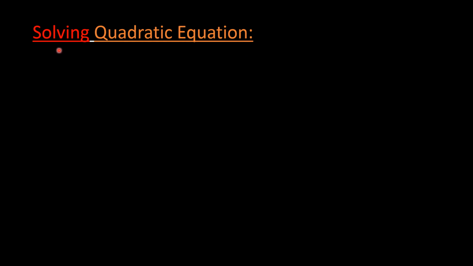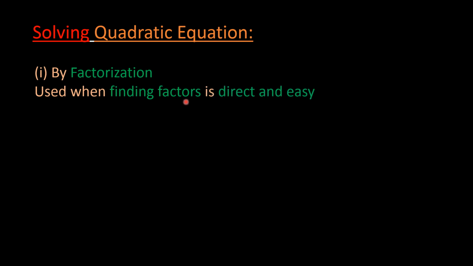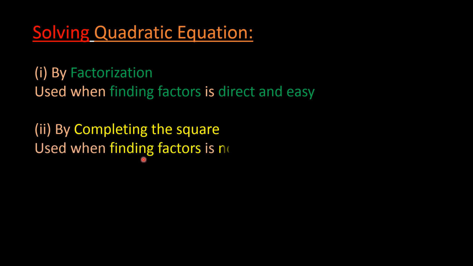There are basically three methods of solving quadratic equation. The first is by factorization, which is by factorizing the quadratic polynomial. This method is used when finding the factors is direct and easy. The second method is by completing the square. This method can be used to find factors of any quadratic equation, but it is especially used when finding factors is not direct and easy.